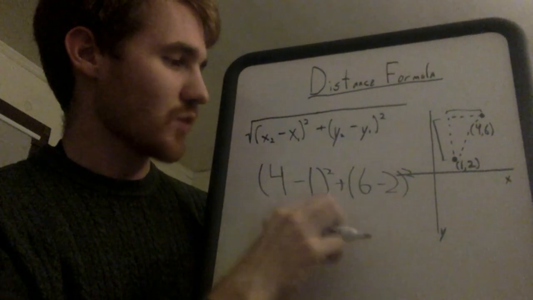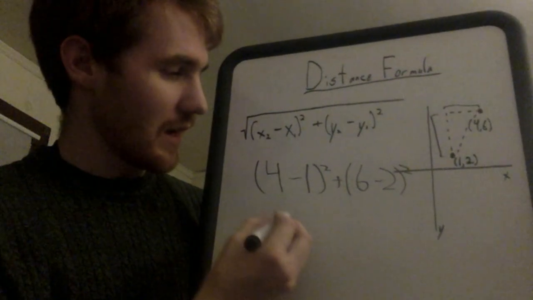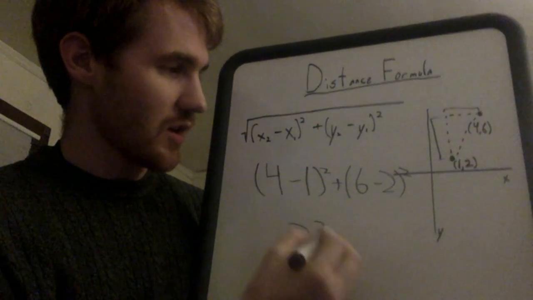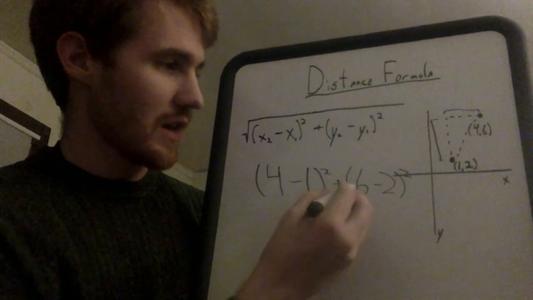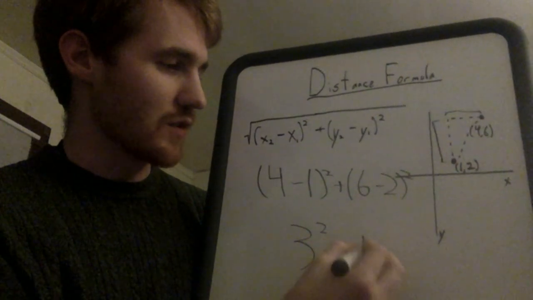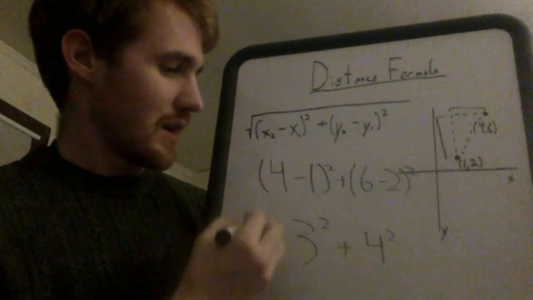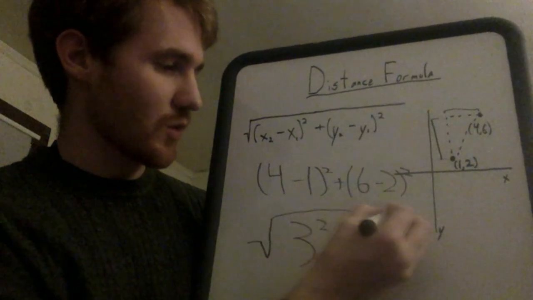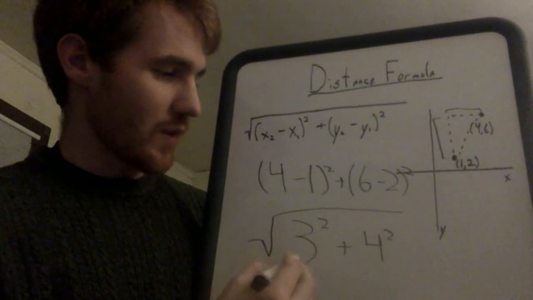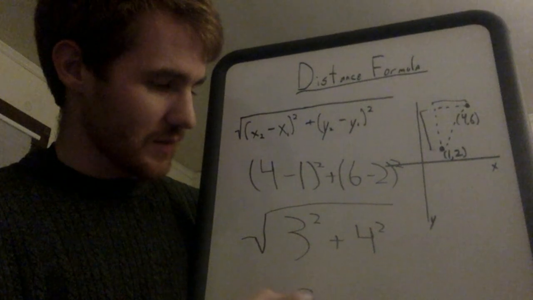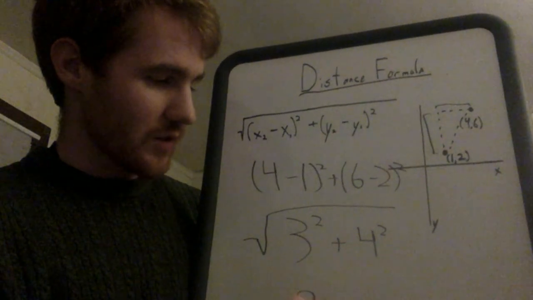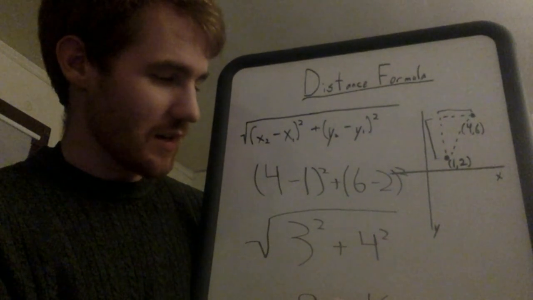So we have 4 minus 1 squared. That ends up becoming 3 squared. We do the parentheses first. 6 minus 2 squared, that is 4 squared. Let's not forget that this whole thing is under a square root sign. So we have 3 squared, that becomes 9. Plus 4 squared, that becomes 16.